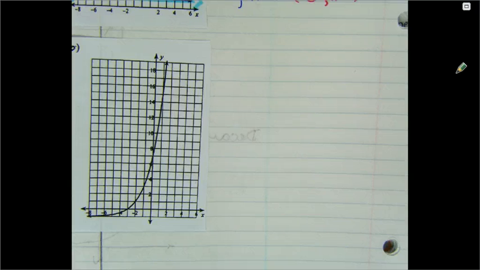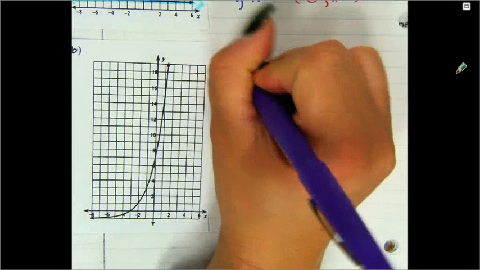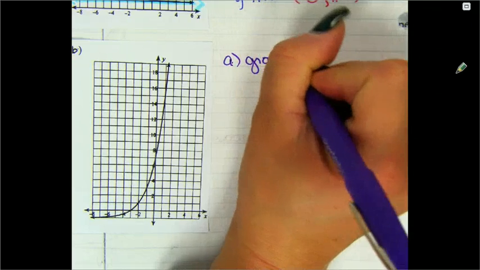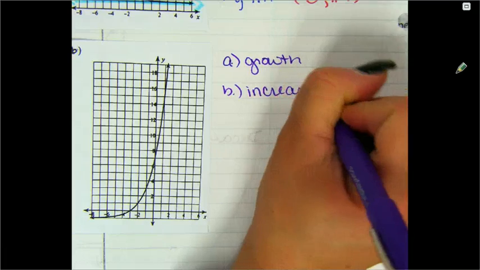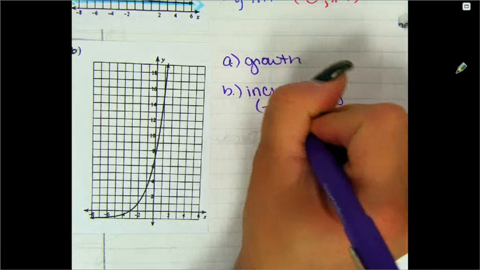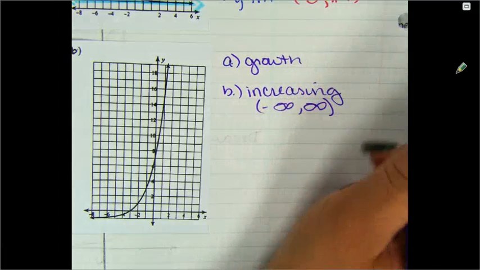All right, growth or decay? Growth, because it's going what? It's going up. Increase or decrease? Increase. From where to where? From negative infinity to positive infinity. Very good. The whole thing is increasing.